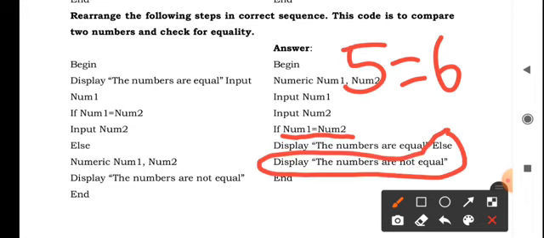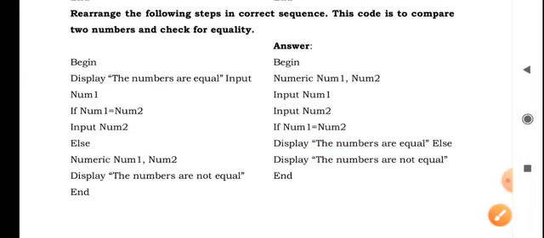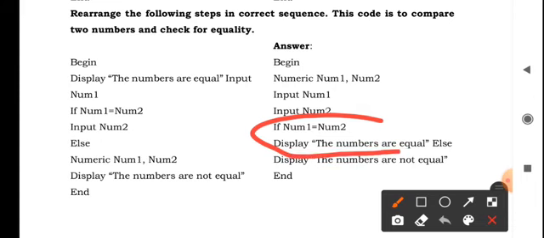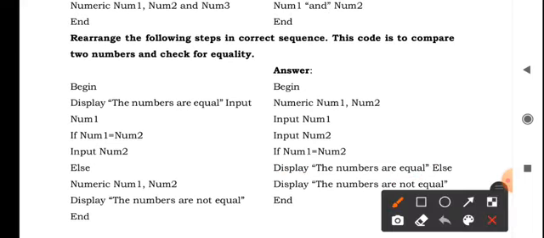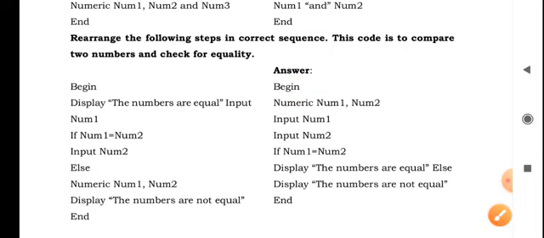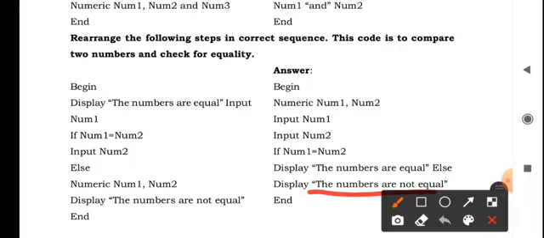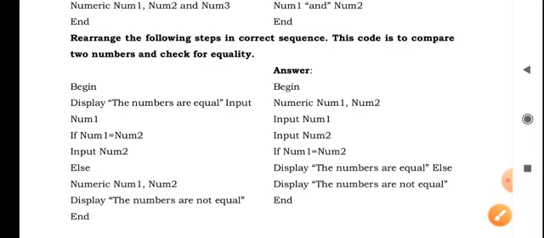If it is true, this first part will work. So, true means the first part. If it is false, the else block will work. For example, if you are taking 3 and 6, number 1 is 3, number 2 is 6. Are both equal? No. What will be the display? It displays the numbers are not equal. So, that is the output. Then we have to write end.